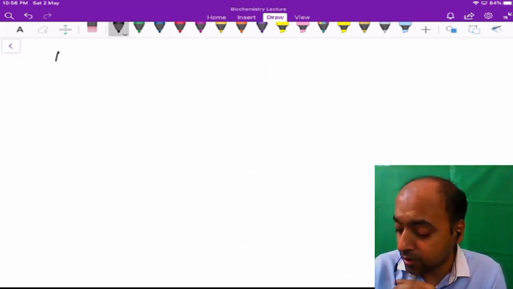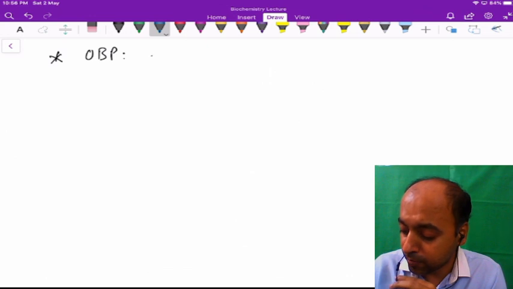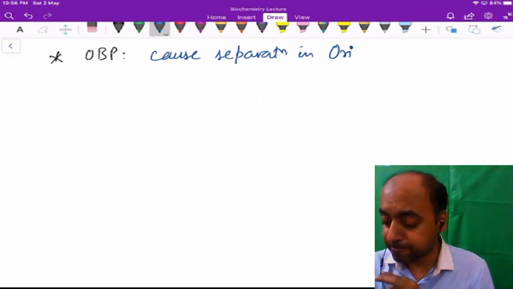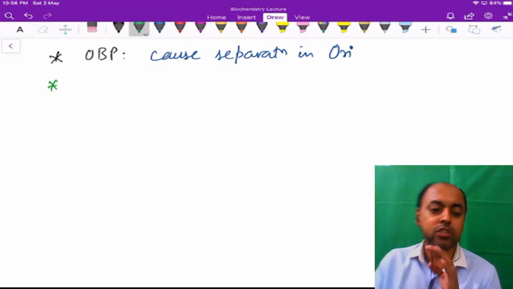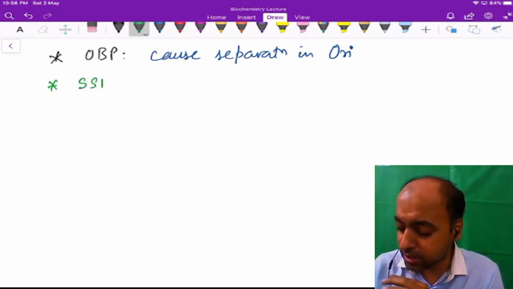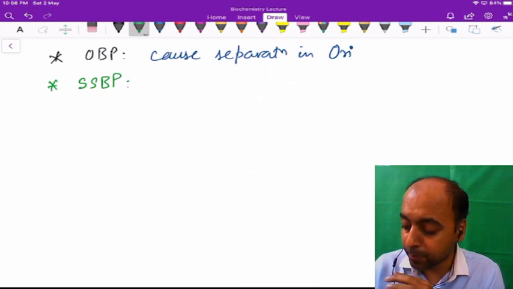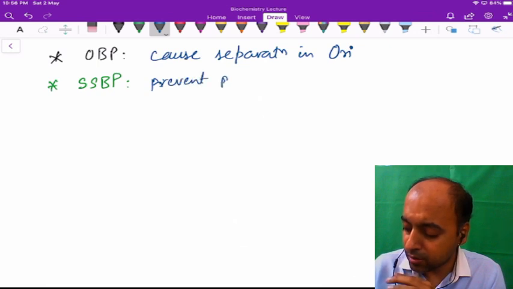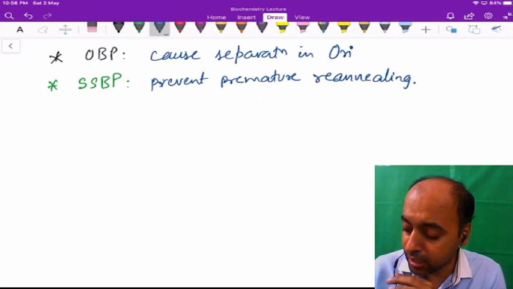We start off with the ORI binding protein. What does the ORI binding protein do? They cause separation in the origin of replication, commonly known as ORI. Once the two strands of DNA are separated, then in the picture comes the single strand binding protein. What do they do? They prevent premature re-annealing.